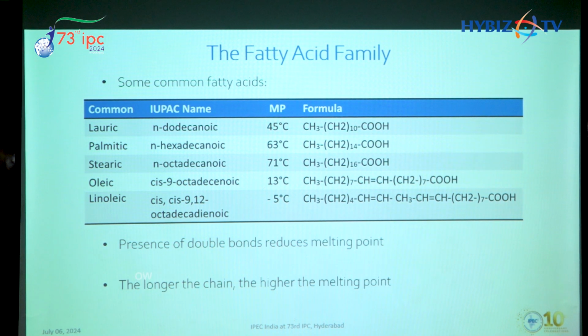Stearic acid has no unsaturation, that is, it's a saturated fatty acid. Oleic and linoleic acid have one unsaturation and two unsaturations, that is, one double bond and two double bonds respectively in their chain length. So if you see the physical state of these three fatty acids, stearic acid is a wax, while oleic and linoleic acid on the other hand are liquids. So the presence or absence of saturation or unsaturation, and also the number of carbon atoms in the chain length, determines the physicochemical property of the fatty acids.